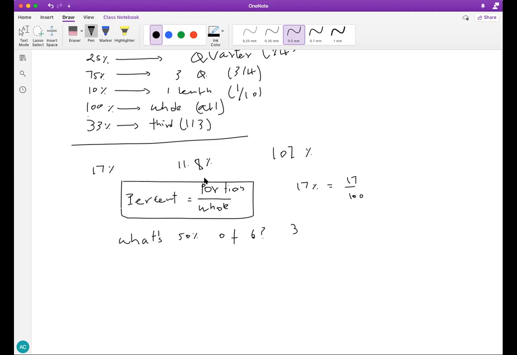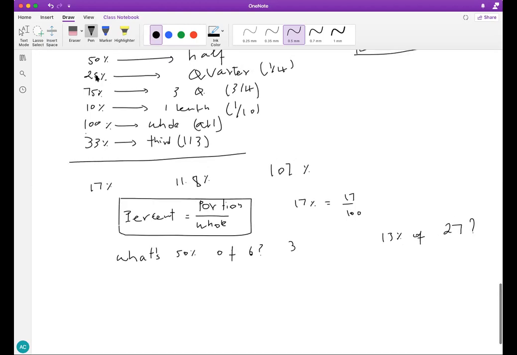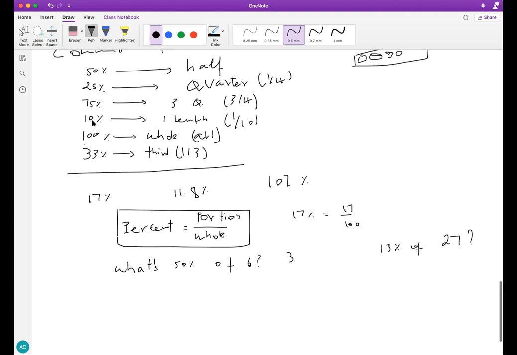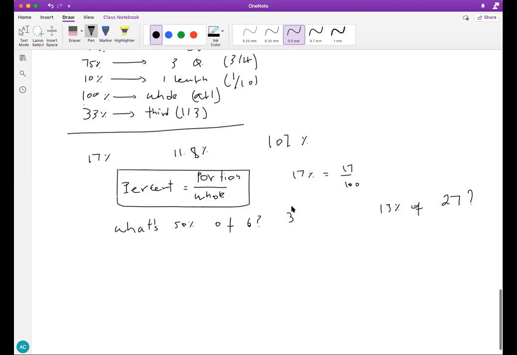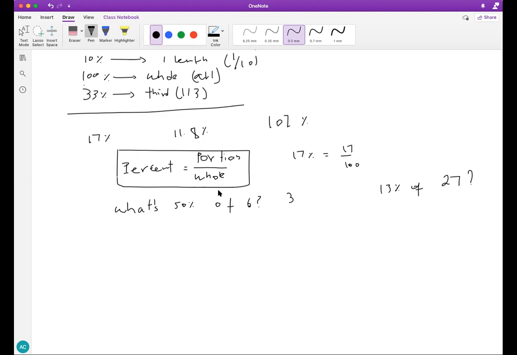So let's see how to actually do it using this formula. Once we know how to use the formula, we can apply it to any of these. What if I said, what's, I don't know, 13% of 27? This might not be as easy, right? 13% of 27. It doesn't look like these easy, convenient ones, but we're going to get this one in a moment. Let's first do this one. We already know the answer here, but let's see how to do it systematically using ratios and equations.